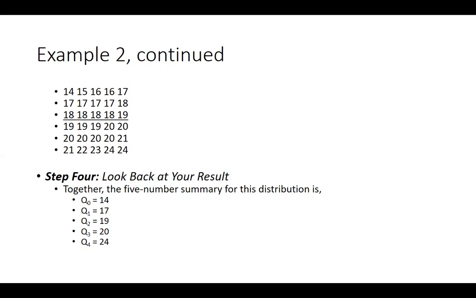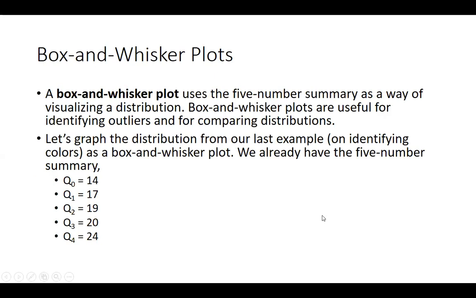What can we do with our 5-number summary? Well, we can make it visual with something called a box and whisker plot. A box and whisker plot uses the 5-number summary as a way of visualizing a distribution. Box and whisker plots are useful for identifying outliers and for comparing distributions. Let's graph the distribution from our last example on identifying colors as a box and whisker plot. We already have the 5-number summary: 14, 17, 19, 20, 24.